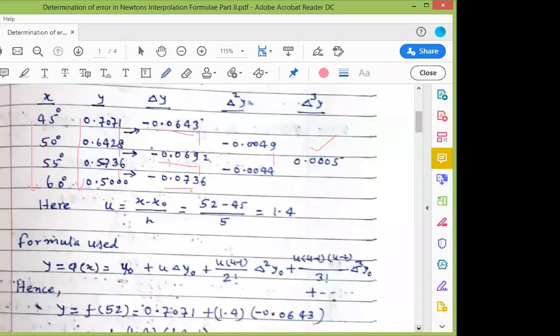Here u = (x - x0)/h, where x is 52, the value of x, and x0. Why are we taking x0? Because we are applying the forward formula. The application of Newton's forward interpolation formula was already recommended. If we had chosen the forward interpolation formula ourselves, then we would have to mention the reason. Remember this point.